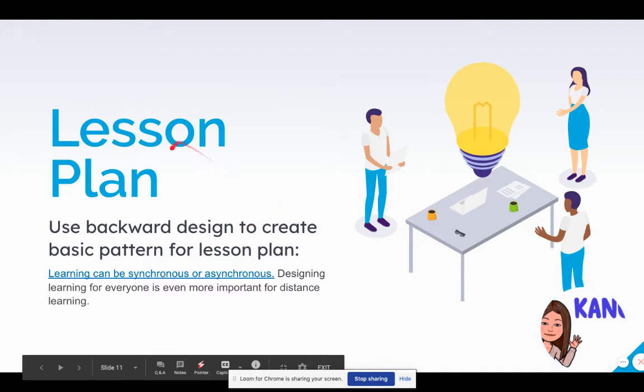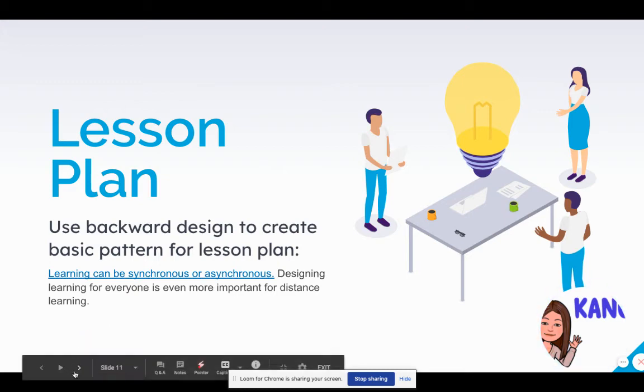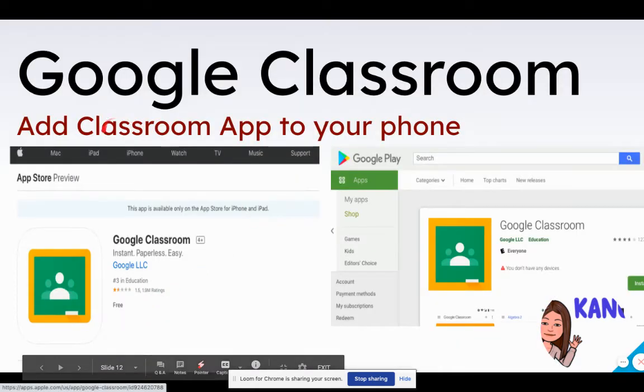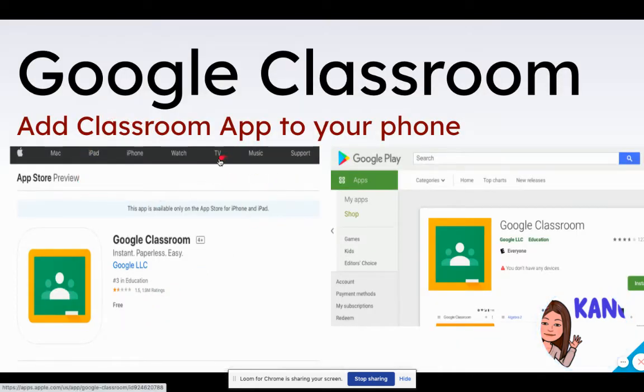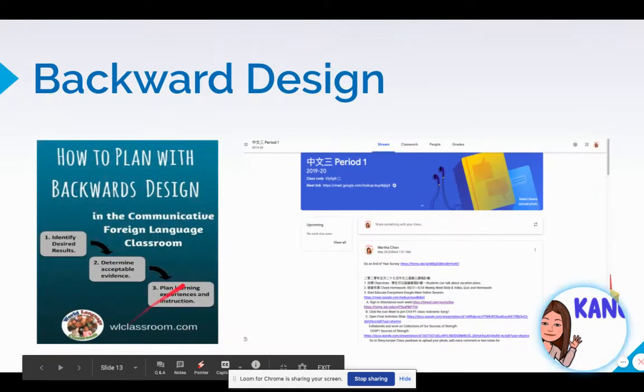So when we are thinking about the lesson, we have to think about the kids first. I use Google Classroom and I ask my students to download it. This is on iPhone, this is on Android phone. They need to download it in order to turn in homework easily. So I always use backward design to think about what they want to learn. The outcome, I want to know the outcome first.